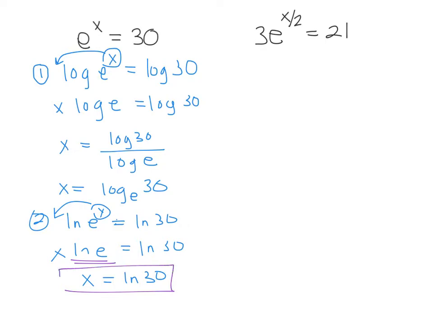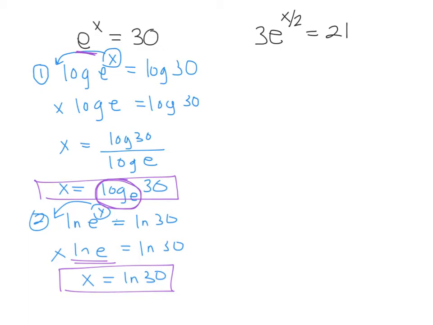Let's compare the answers in both cases. We have x is equal to log base e of 30, and the other one x is equal to ln of 30. Remember, the log with the base e is the same as ln. So when you're dealing with the number e in the problem, there is no right or wrong answer of which one to use. Log works, ln also works. However, the number e works out very nicely with ln. So we prefer to use ln when you're dealing with the number e.